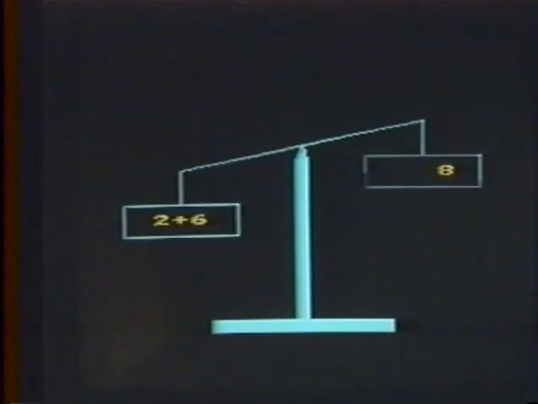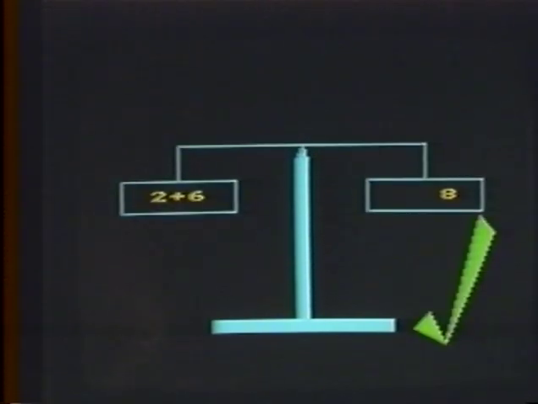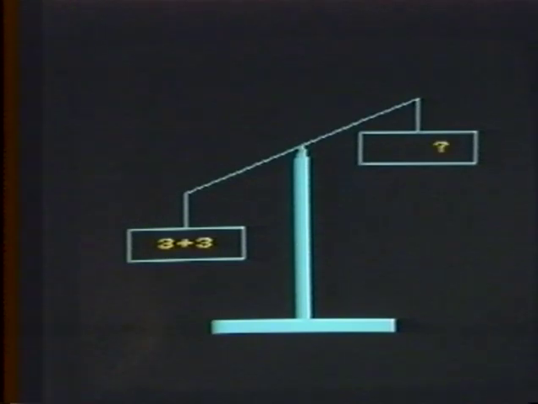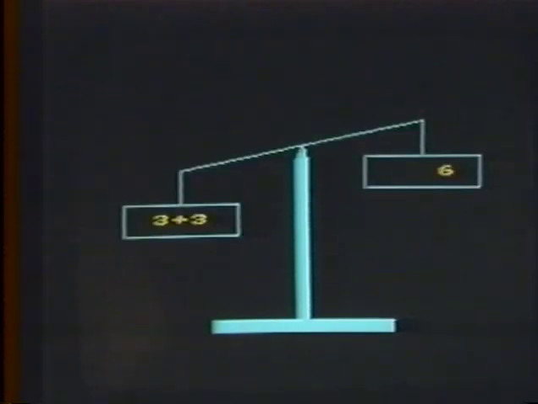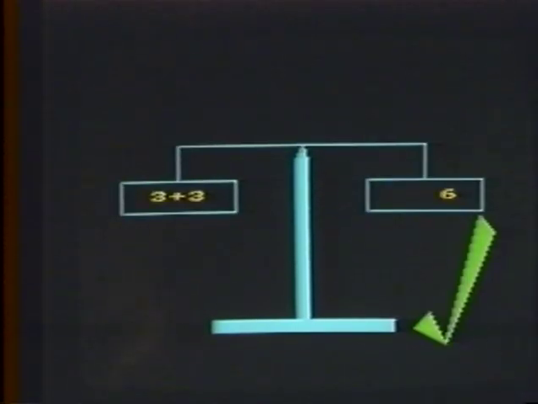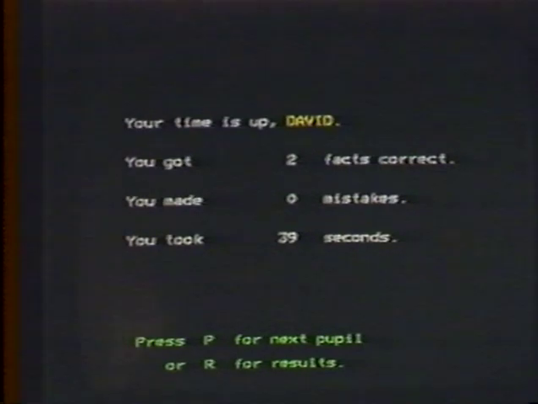If we press 8, we get a nice big green tick to show that we were right. And although you didn't see it, as soon as I pressed the 8 key, that was taken as my answer. I didn't have to press return. 3 plus 3, 6. Again, the balance comes horizontal, and I got it right. A summary of how well I did within the allotted time.